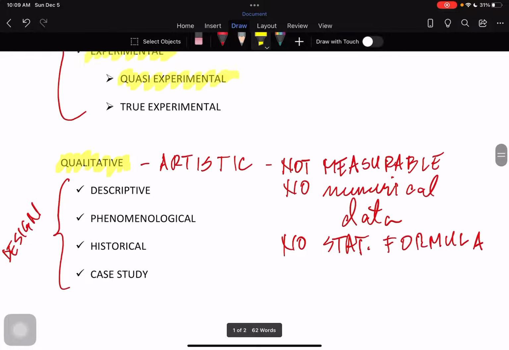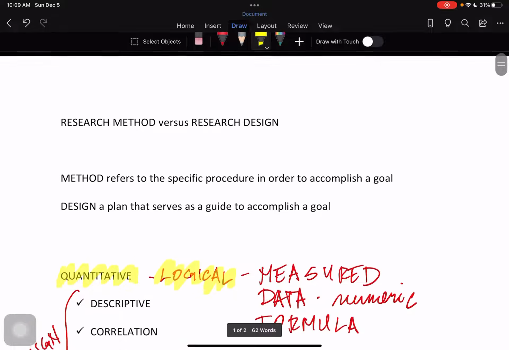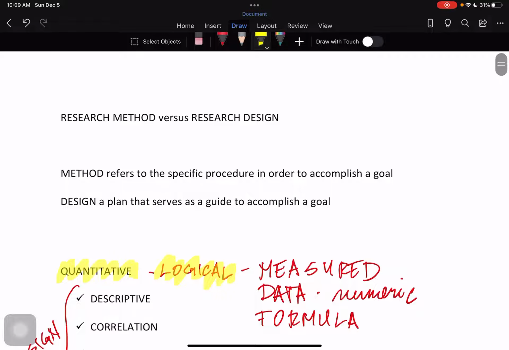So again, I hope this was able to clear something up regarding research method and research design.